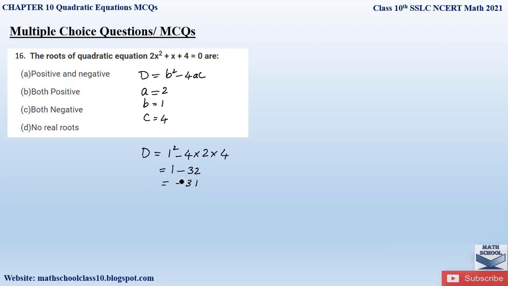We are taking the minus sign because 32 is the greater number. So we always have to take the sign of the greater number. Therefore we got discriminant equal to minus 31, which is less than 0. So whenever the discriminant is less than 0, we will get no real roots, right? So the correct option is option D.